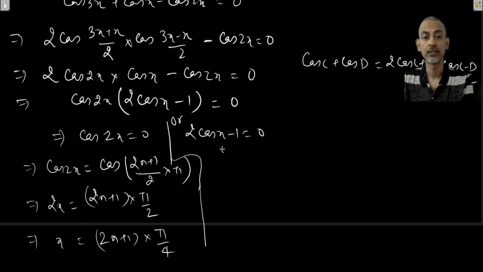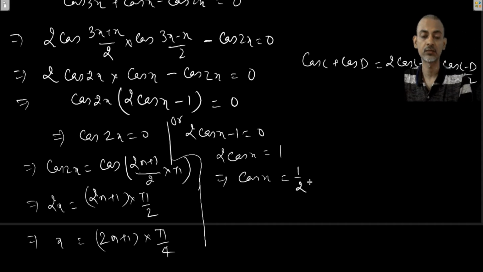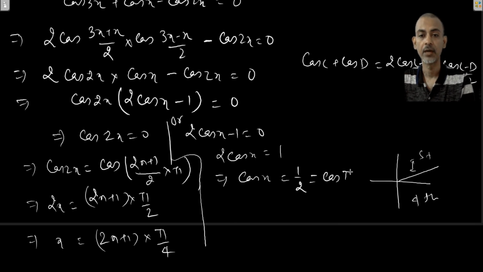Now on the other side we have 2 cos x equals 1. This means that cos x equals 1 by 2. And when is cos x positive? When we are in the first quadrant or the fourth quadrant, right? So either in the first quadrant or the fourth quadrant, the cos would be positive. So when is cos x equals 1 by 2? When it is cos of pi by 3 or cos of minus pi by 3, right?